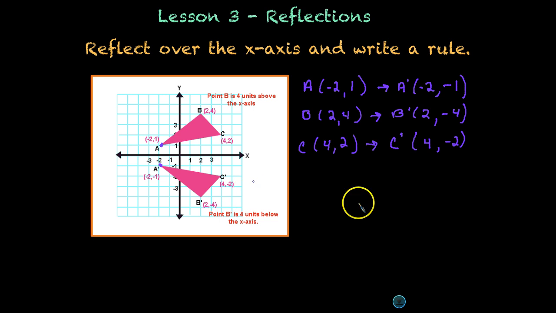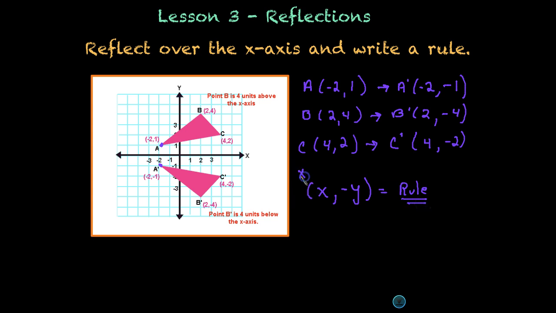So what can we do for a rule? If we reflect over the x-axis, then we can say that we are going to take the x-coordinate, keep it the same, and then we're going to take the opposite sign of our y-coordinate. So whatever our y-coordinate is, if we multiply that by a -1, that will change the sign. So it wouldn't matter if our original triangle was down below, because if we multiplied a -2 by a -1, we would get +2. So if we just always think of that as take the opposite sign, this is going to be our rule. So this is our rule for reflections over the x-axis.